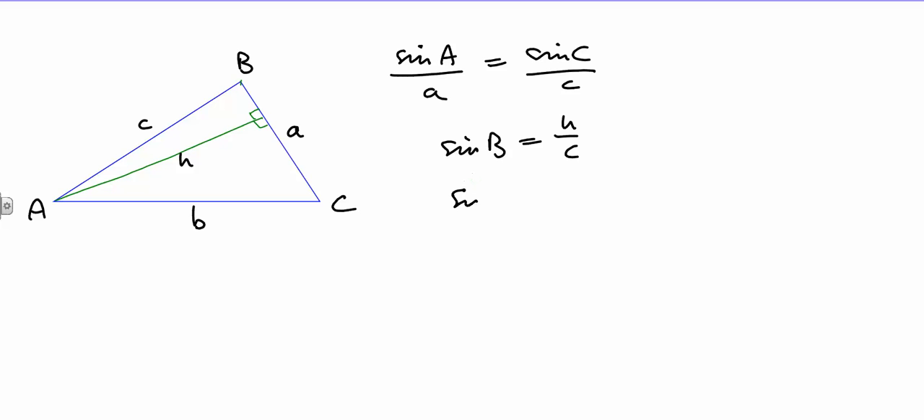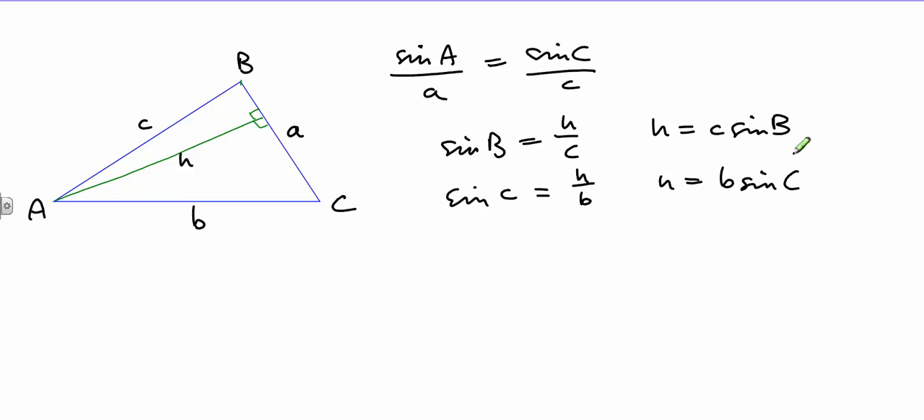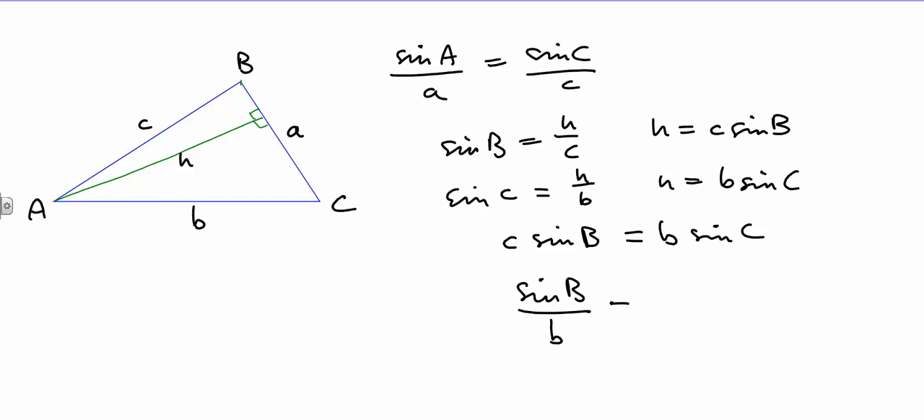And sine C equals h over b. So just like before, we can say that h here is c sine B, and h here is b sine C. And so these two must be equal, they're both equal to h. c sine B is equal to b sine C, and dividing through both sides by cb, we have sine B over b equals sine C over c.